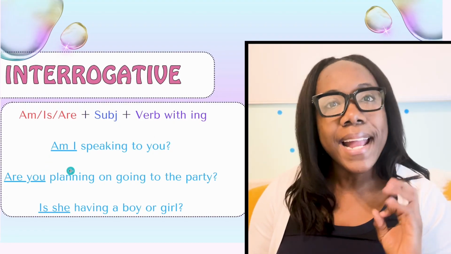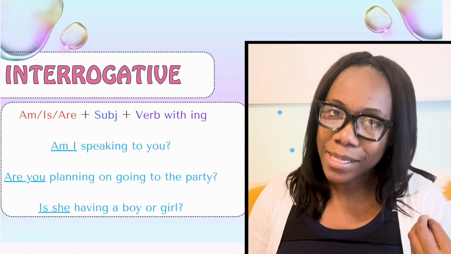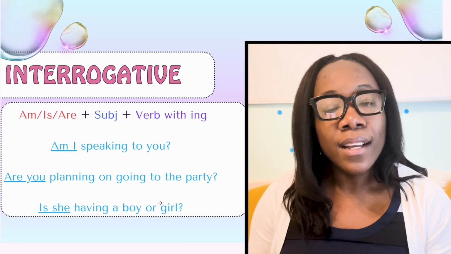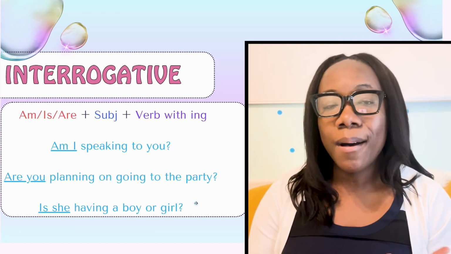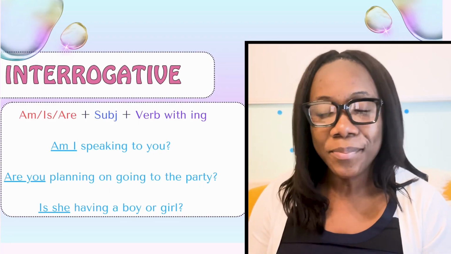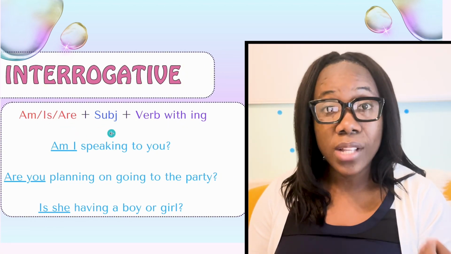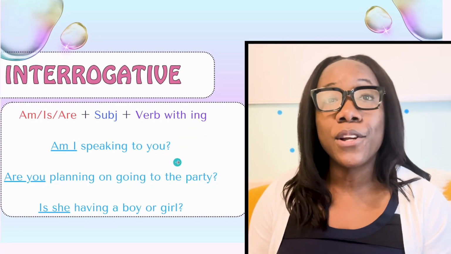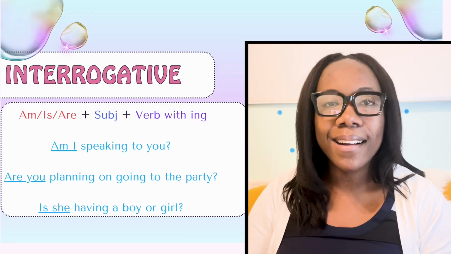So here are 3 examples. Am I speaking to you? Yes, I'm speaking to you. Are you planning on going to the party? No, I'm not planning on going to the party. Is she having a boy or girl? She is having a girl. All right. So am, is, or are plus the subject plus the verb with ing. And as per usual, at the end of a question, we need the question mark. All right.